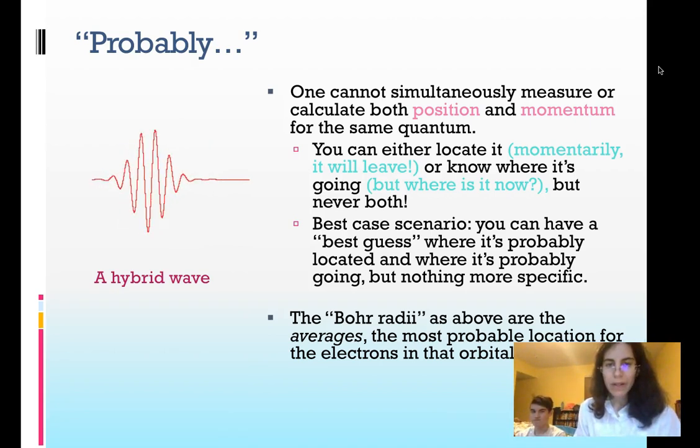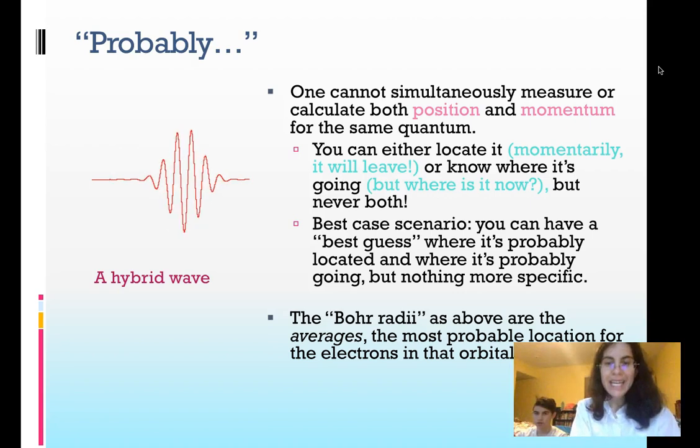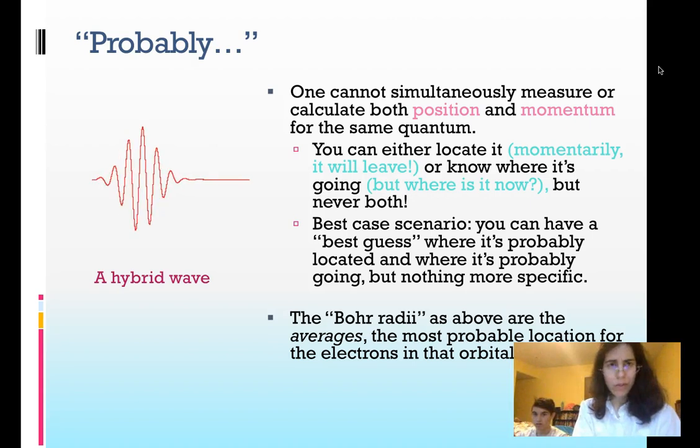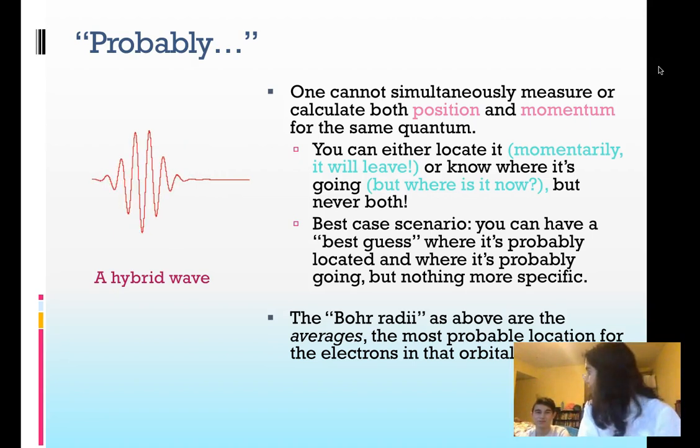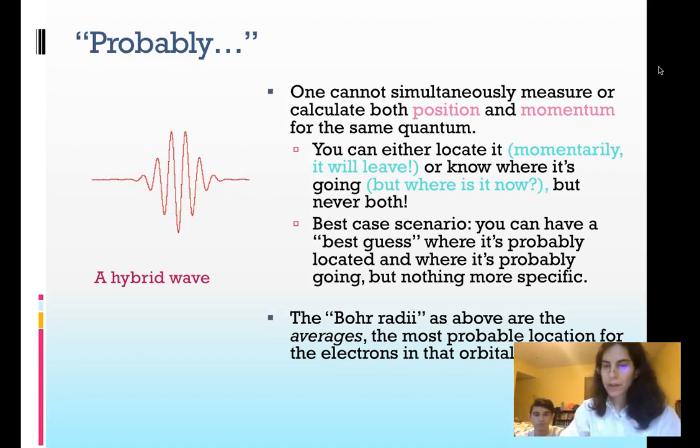Your description of where the electron is never going to be more specific than that. And this answers Bohr's question as to why he thought those orbits were circles, and in the same breath asks, well, why circles? What's so special about circles? The answer is they're not. But the Bohr radii that Bohr calculated so accurately 15 years earlier are the most probable location for the electrons in that orbital. Honestly, they're probably not there, but if you want to find that electron, stake out the Bohr radius and watch, and you're likelier to find the electron there than anywhere else.